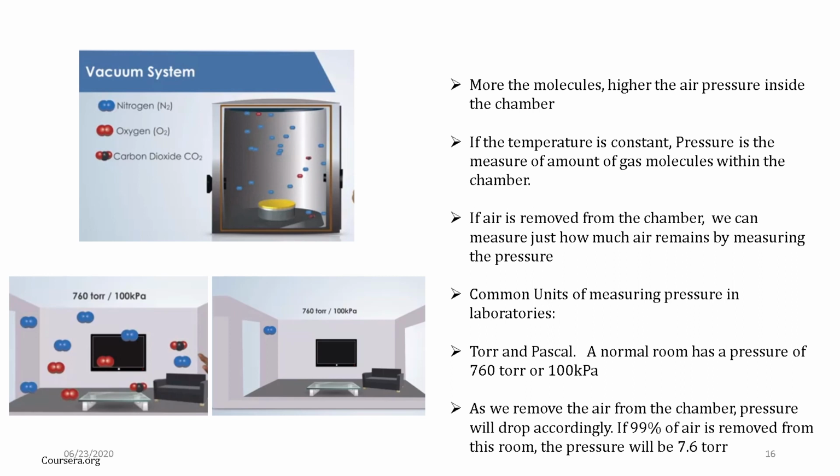There are different units for measuring pressure. Some of them are torr and Pascal. A normal room has a pressure of 760 torr. As we remove air, the pressure will drop. If 99% of air is removed, the pressure will drop to 7.6 torr, which means you can see the number of air molecules or molecules in general here, and you have only nitrogen in a closed chamber. The oxygen or carbon dioxide are much reduced.